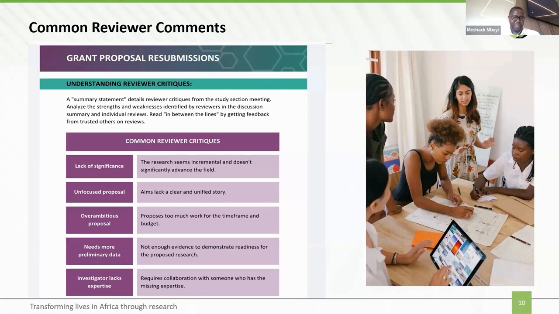They will also tell you that your application is overambitious. You propose too much work for the time frame and for the budget. They will also tell you whether you need more preliminary data. We've talked about that. If you do not have preliminary data, what are you supposed to do? We will see some of this in the next few slides. Then, if the investigator lacks expertise, what are you supposed to do? That tells you to require collaboration with someone who has the missing expertise.